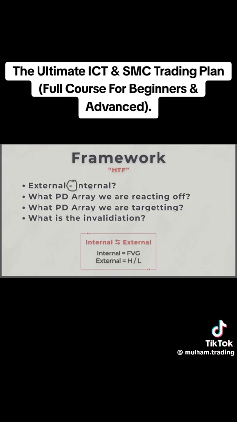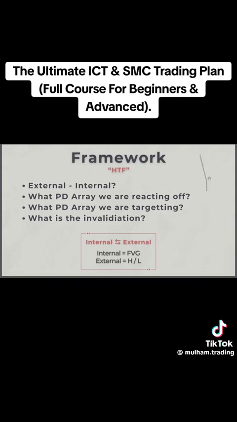Is it an internal to external or external to internal? And this, just by looking at this question, is going to answer a lot of the questions below. So another question is what PD array we're reacting off, what PD array we're targeting, and then what is the invalidation? So what's something that could happen that I'll forget about this trade idea? So on the higher time frame, if I see something like this, and we have fair value gap here, but instead of this fair value gap holding, this fair value gap was actually closed below.